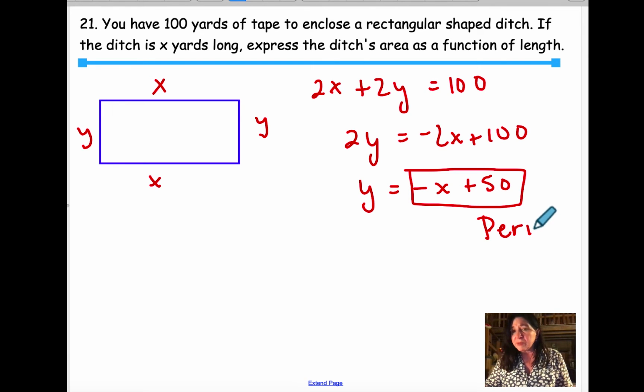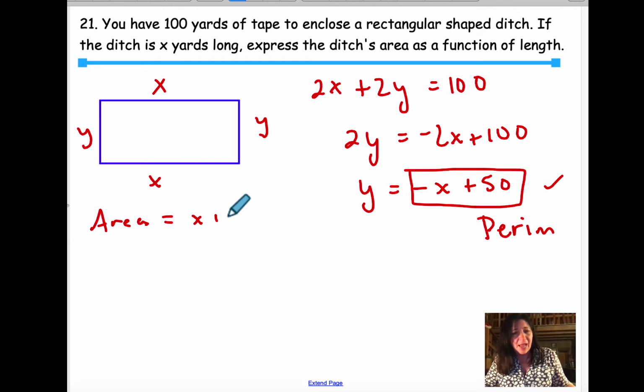And when you're doing these problems, you need two equations. You need the perimeter equation, check, and you need the area equation. You have to have two every single time. Write that down somewhere so you don't forget. The area part of the problem is going to be x times y, all right? Because they want me to express this as an area. So x times y, and I have y right here. So x times negative x plus 50.